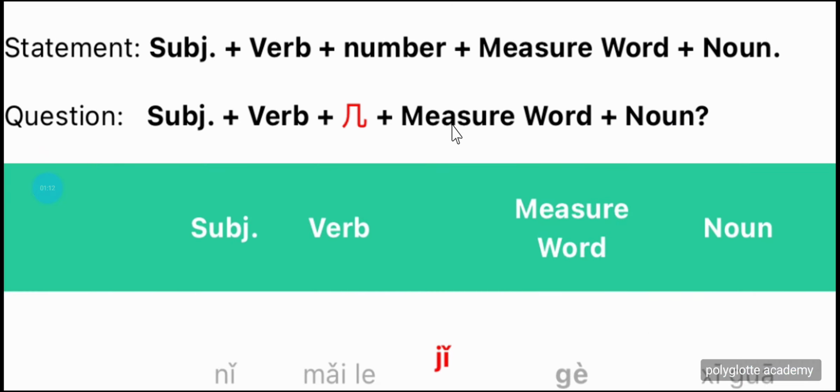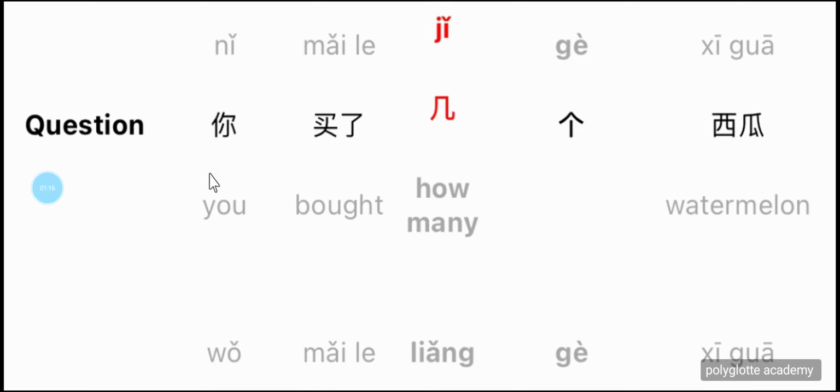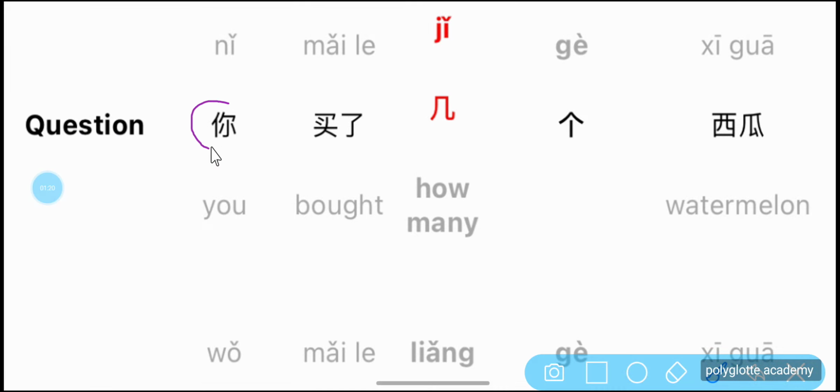So we have a question. Let's activate our pen. This is 你买了, 你买了. So you bought. Remember 买 means to buy, and 了 at the end makes it a past action. So 你买了几个西瓜? 你买了几个西瓜?